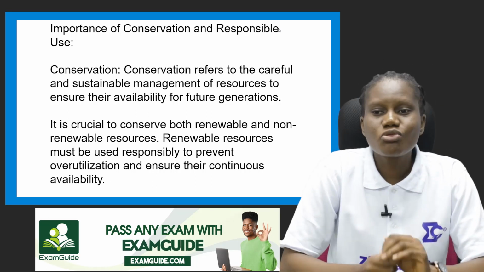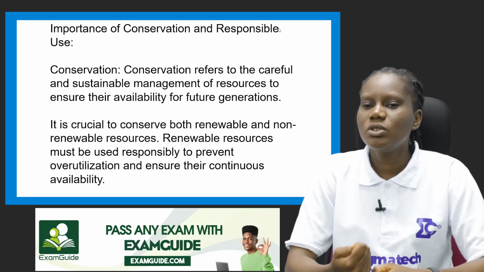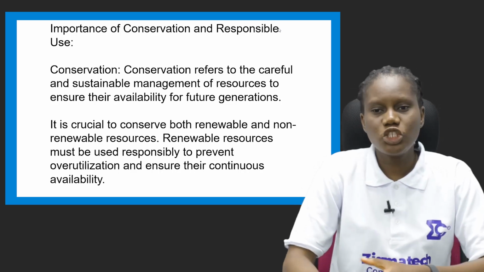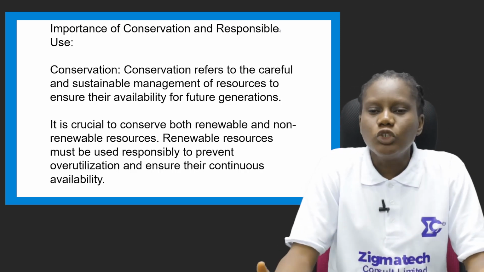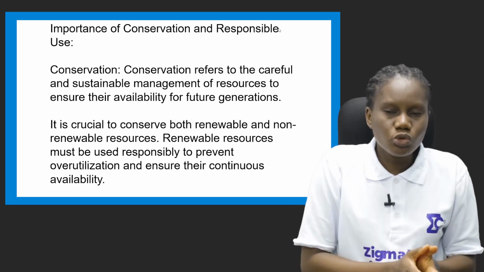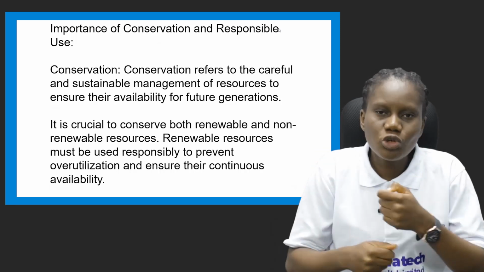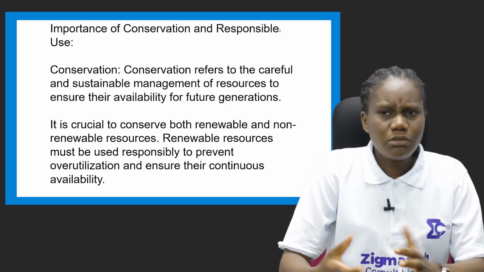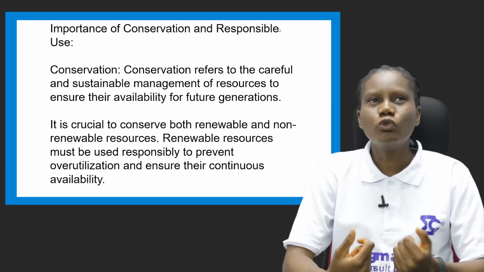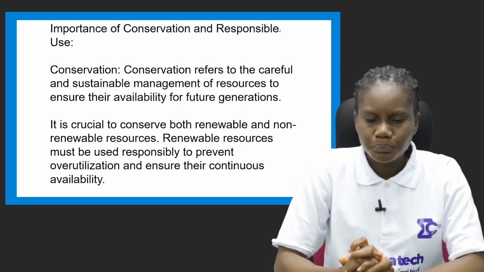Renewable resources must be used responsibly to prevent overutilization and ensure their continuous availability. For the fact that we say they can be replaced within a short period of time does not mean that we just use them anyhow. That's overutilization. No, you still make sure that you carefully conserve them to ensure their continuous availability. Let me make an example, an allusion to sunlight and solar panels. Now you are converting the energy from the sun to generate electricity.